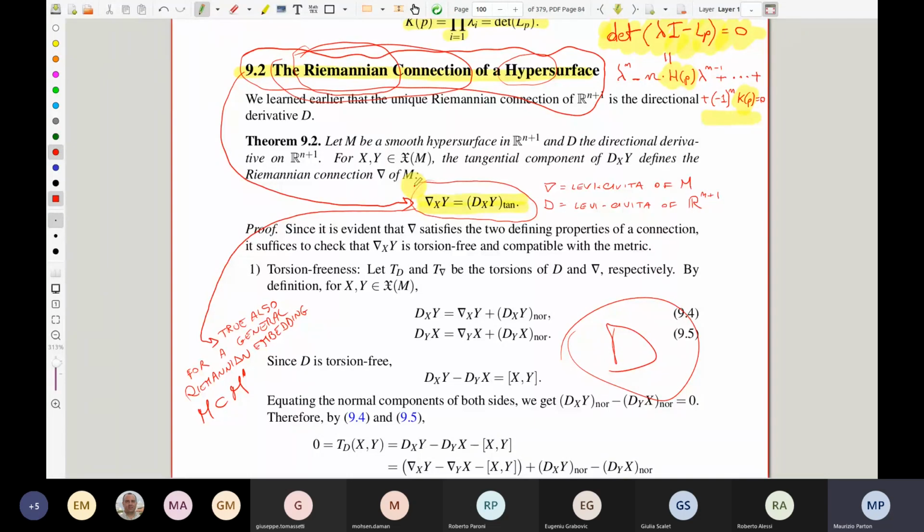And remember that the normal component is the shape operator. If contracted with the metric, the normal component is the second fundamental form. Okay, everything is coming back to the same thing.